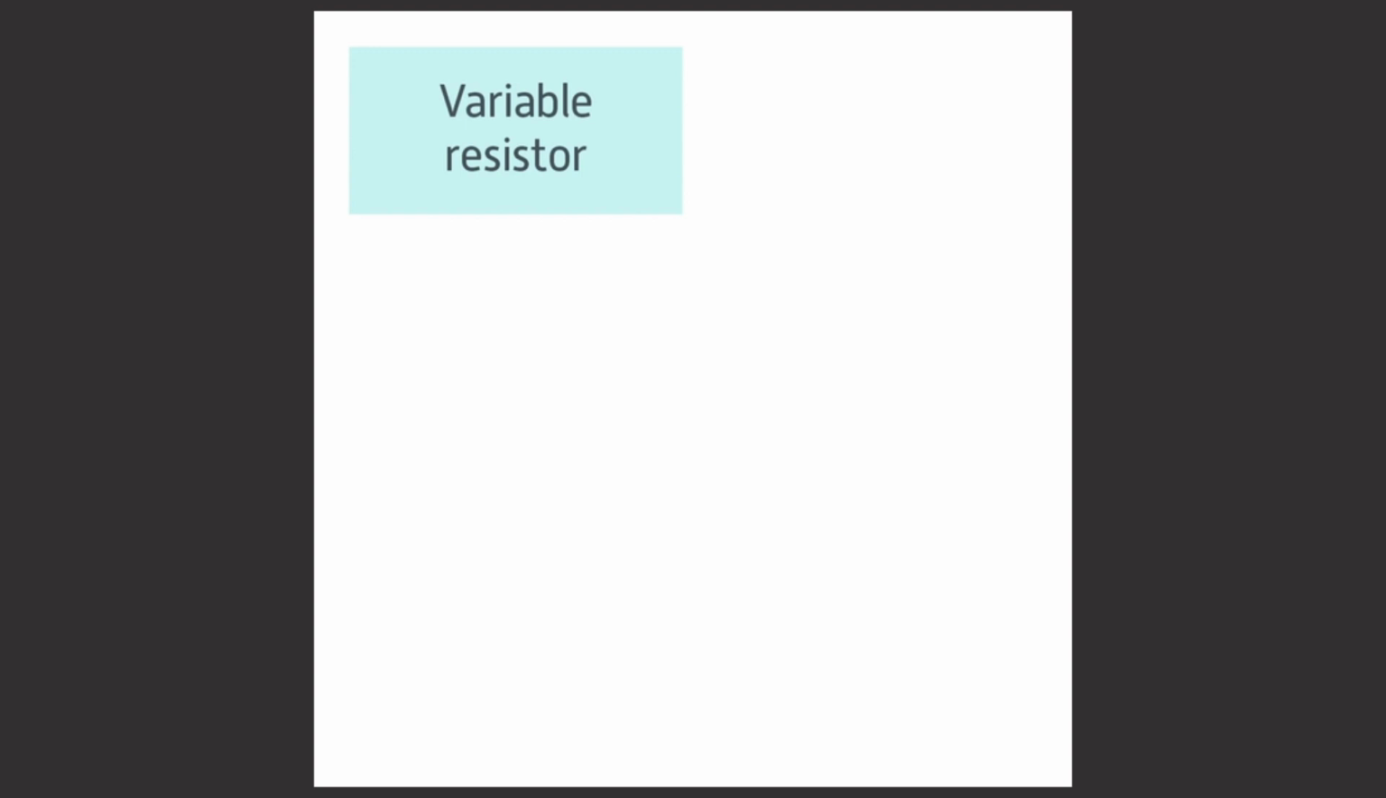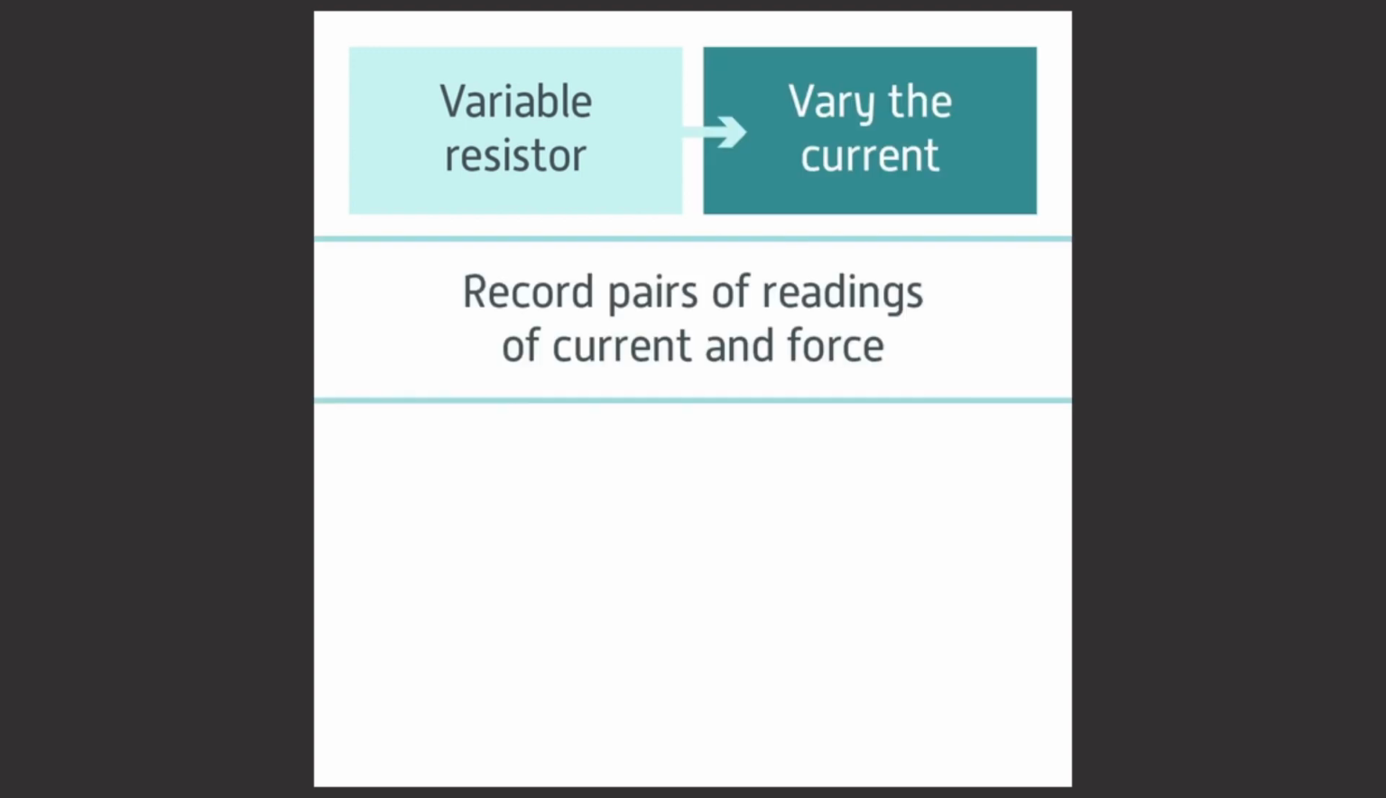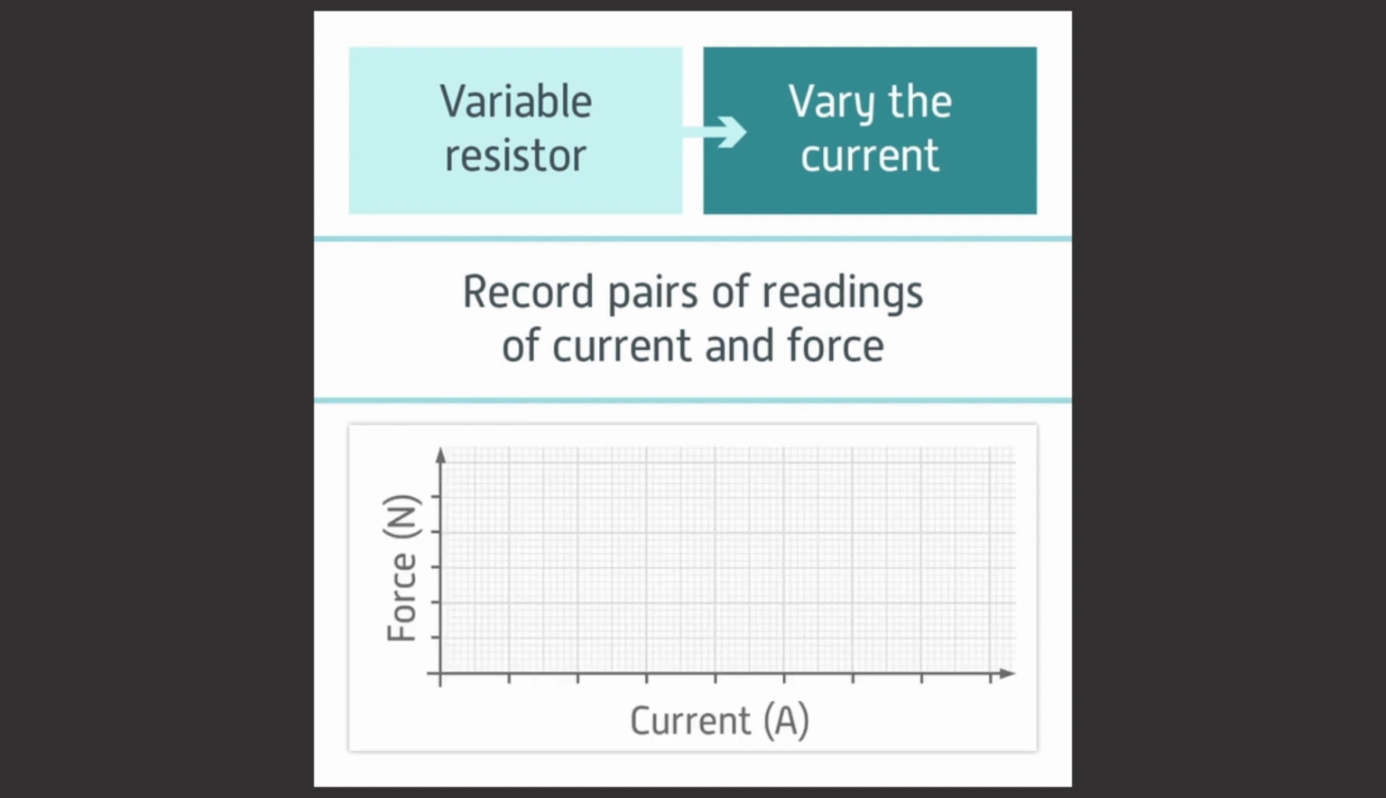If you use a variable resistor in the circuit, you can vary the current. Record pairs of readings of current and force. You can use your results to plot a graph of current on the x-axis against force on the y-axis. The graph is a straight line passing through the origin, which shows that the force on the current-carrying conductor is directly proportional to the current.